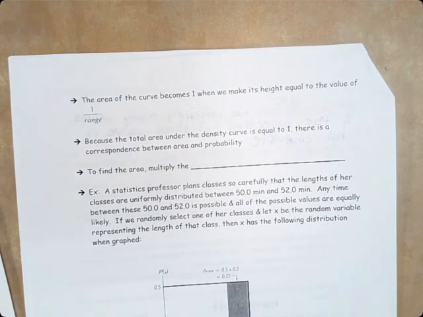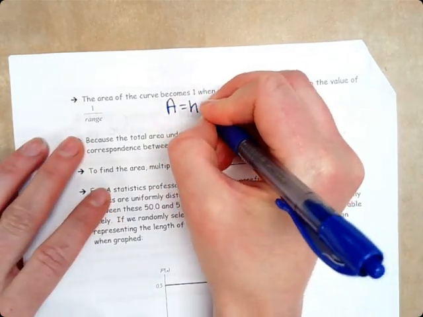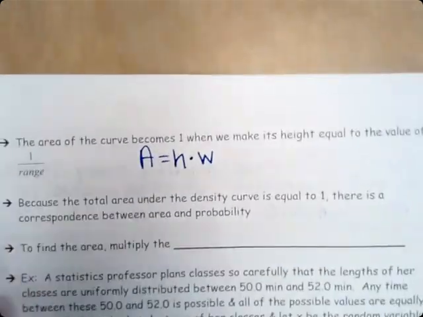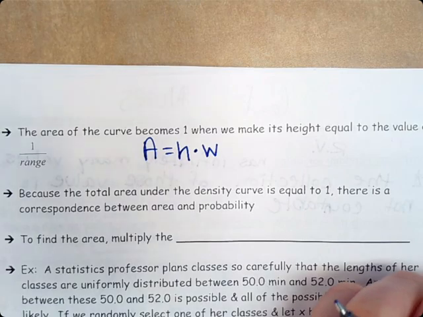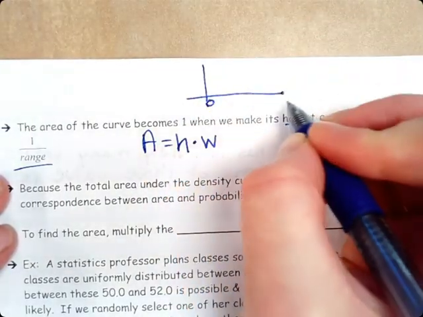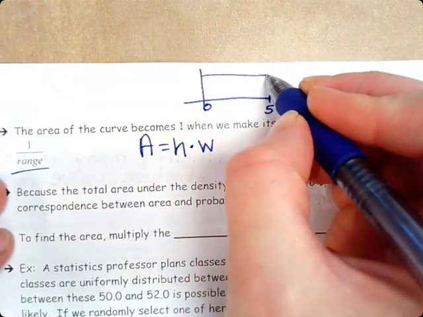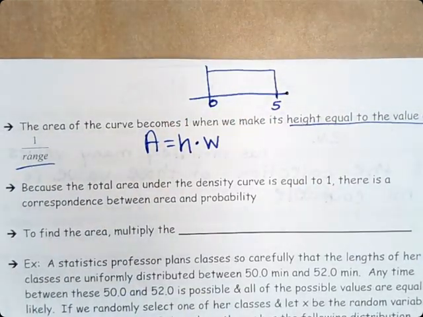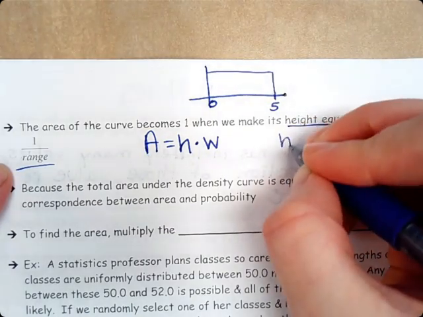So the area of the curve becomes 1 when we make the height equal to the value of 1 over the range. If you think about area, it's length times width, or base times height, right? But whenever we think about this, we want its height to equal 1 over the range. Well, the range is how far away. So like 0 to, let's say, 5. So your range would be 5. Then in order to find your height, you need to know what times 5 is going to give us 1. So the way you find it is by using this formula: height equals 1 over the range.